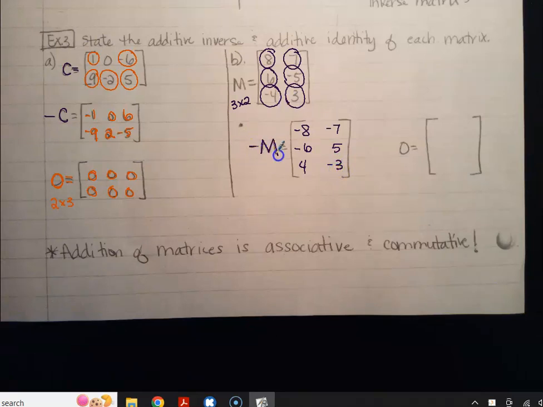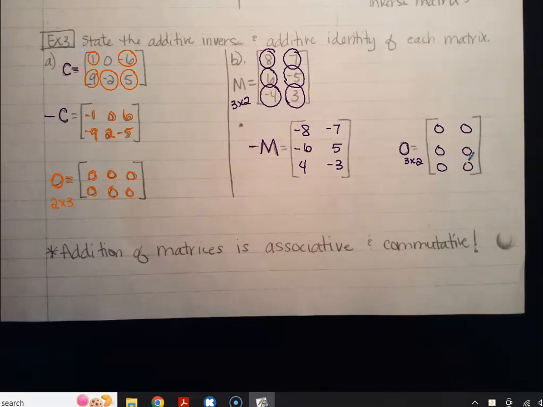Okay, this is the inverse matrix. All right, and the identity matrix is full of zeros. Again, this is an identity matrix. It's going to be a 3 by 2. Has to be the same size. So we have 0, 0, 0, 0, 0, 0. Ta-da! So much fun there, right? So much fun.